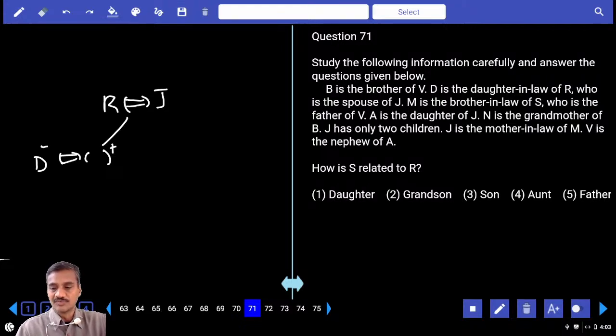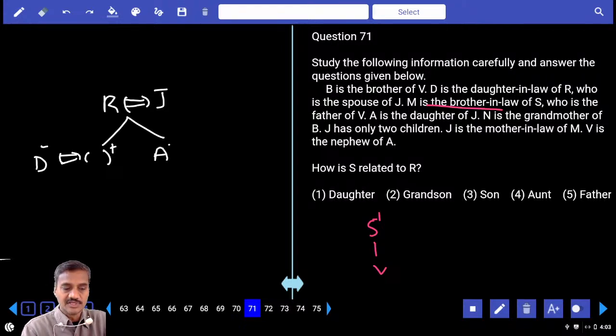And next one, M is the brother-in-law of S. And S is the father of V. Now this S is the father of whom? S is the father of V. And A is the daughter of J. Now A is the daughter of J, A is a female.